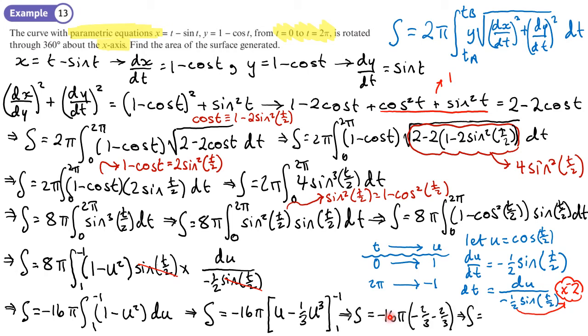Okay, so when we put our limits in, when we put negative 1, we get negative 2/3, minus when we put 1 in, we get 2/3. So we've got negative 4 over 3 times by negative 16, and that will give us 64 pi over 3 as our final surface area.